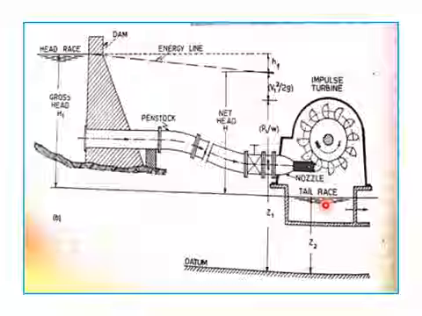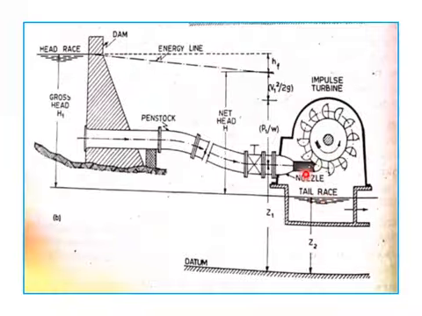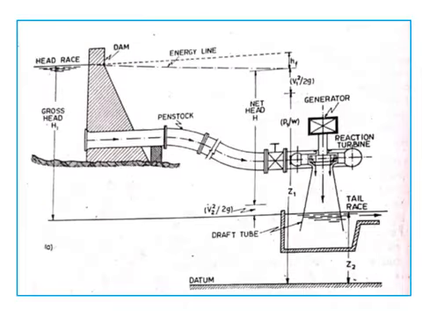After flowing through the runner, it goes to the tail race. Here the casing is provided to see that there is no splashing of the water, and also to guide the water towards the tail race. That is why this type of turbine is known as an impulse turbine, the example of which is the Pelton wheel, which we will discuss in the later slides.